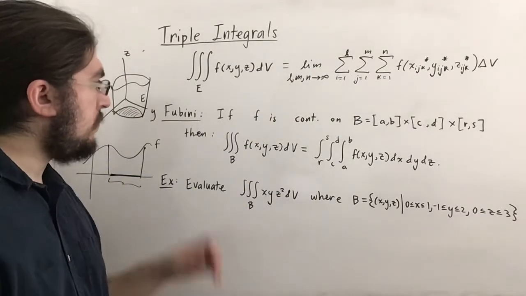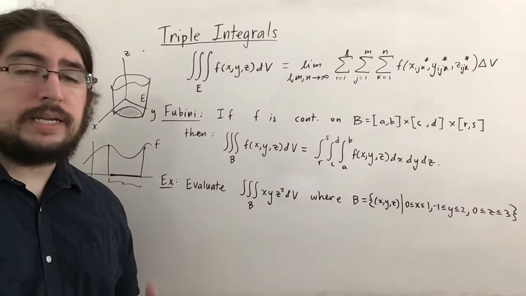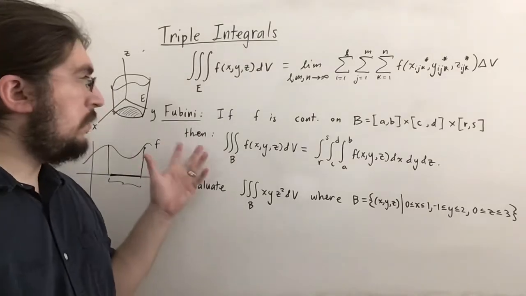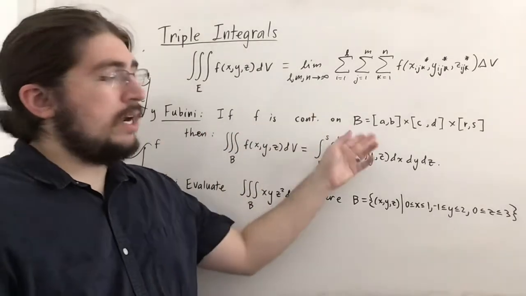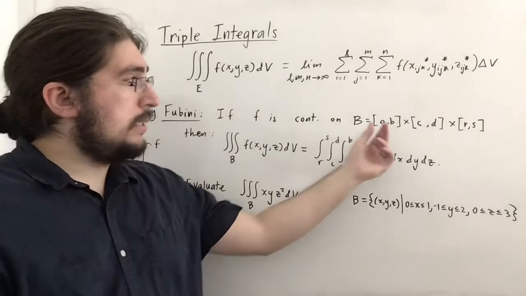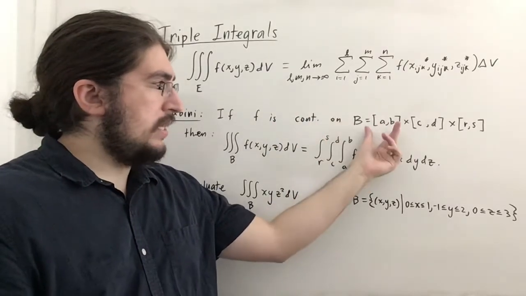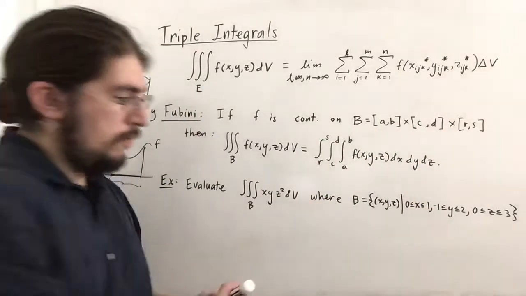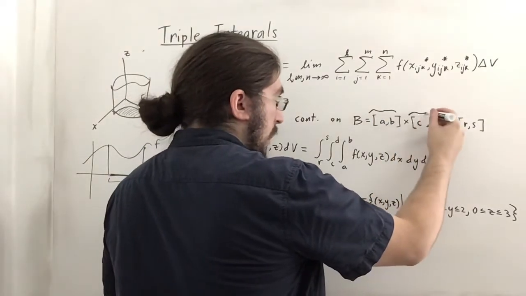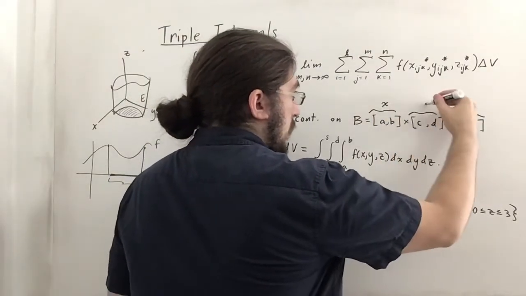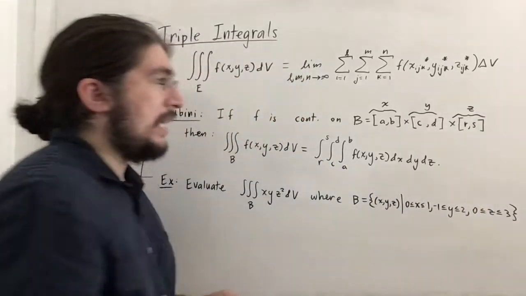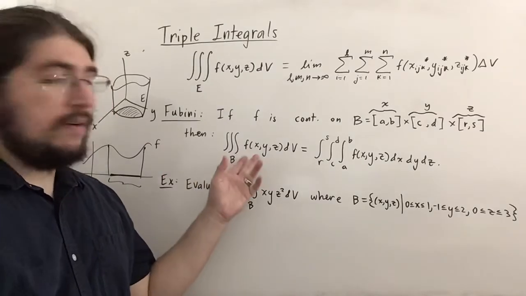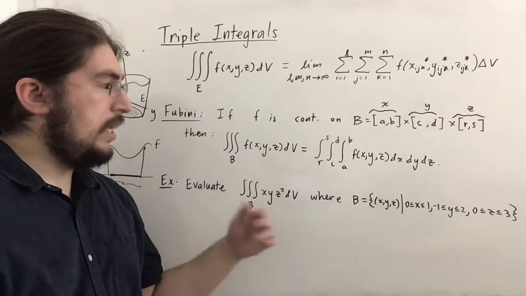That's basically it. Now Fubini does have a theorem that is a triple integral version of what we saw with double integrals, which basically says that if f is continuous on the rectangular box, which you can think of as a to b, c to d, and r to s box. So remember how that works. This is in the x direction, y direction, and z direction. So we have these intervals on x, y, and z axes, and if we cross those, we get some three-dimensional box. Then the triple integral over B of f of x, y, z dV is just this.